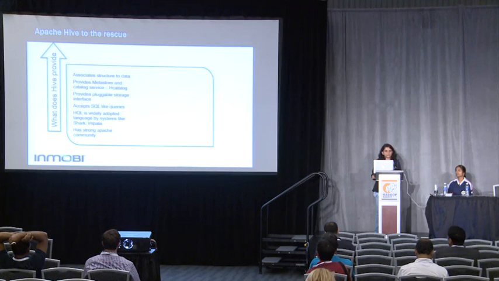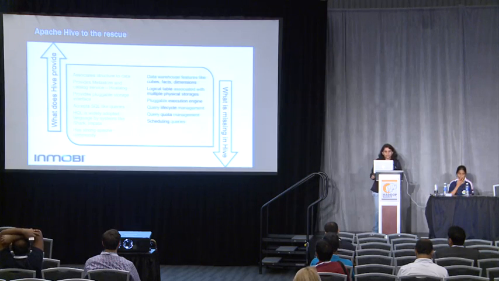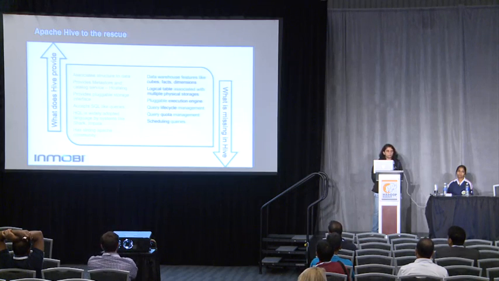It accepts SQL-like queries and is widely adopted across the community, and it has wide backing from the Apache community. But what are the features missing in Hive that we added as part of this effort and in Grill? There are data warehouse features like cubes, facts, and dimensions that are missing. We'll be covering more on that in the upcoming slides. Also, you cannot associate a logical table with multiple physical storages.